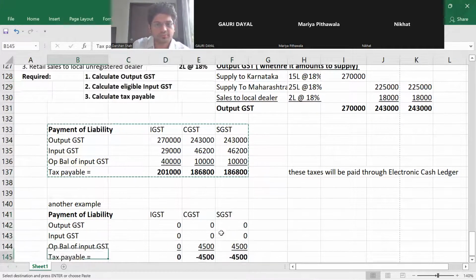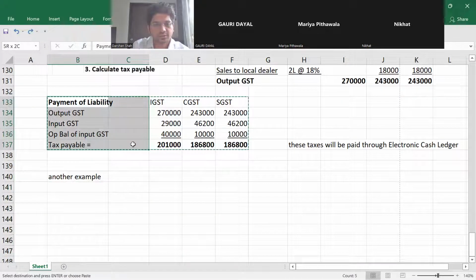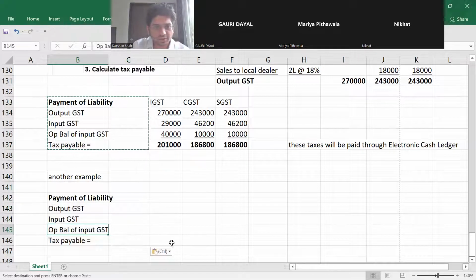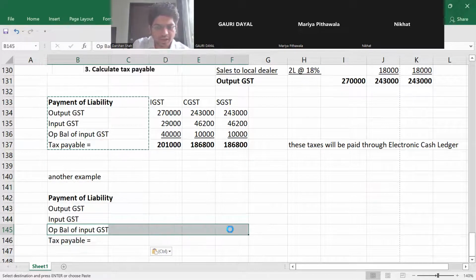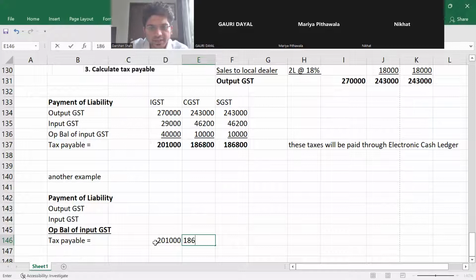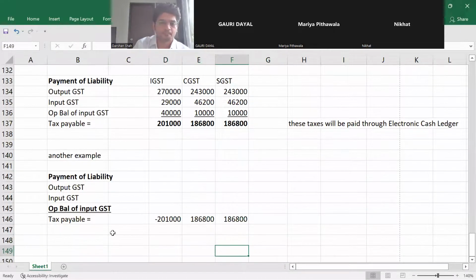I think I copy pasted it. That's why it's showing like this. Okay. Whatever this was done, and my tax payable came out to be negative 2,01,000. Then 1,86,800. And what was your other doubt? 1,86,800. What to do now, guys?